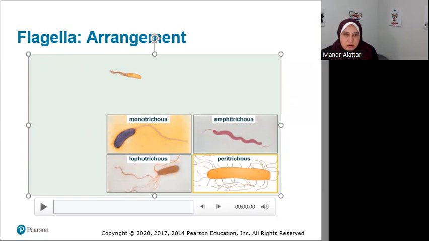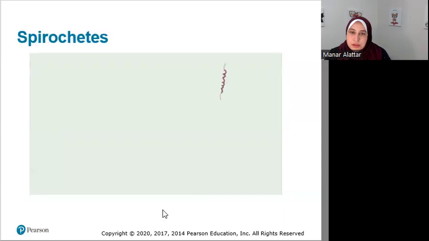Okay. And here are spirochetes, which have what we call an endoflagellum, or endoflagella, that actually wrap into and around their cells.